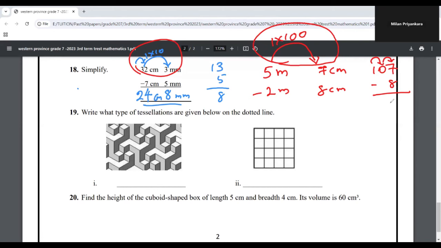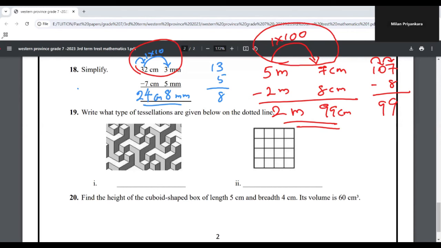So 107 minus 8, you have to take 1 from here and then 1 from here. Then this is going to be 17. 17 minus 8 is 9. Now this is going to be 9, right? It's going to be 99. So 99 centimeters. And this is going to be now 4. 4 minus 2 is 2. So 2 meters, 99 centimeters. This will be something like this if you have these kind of things.